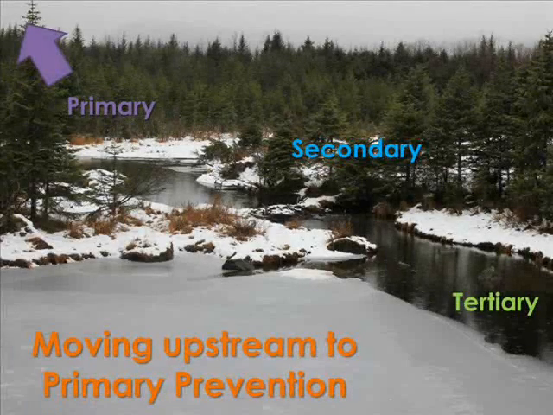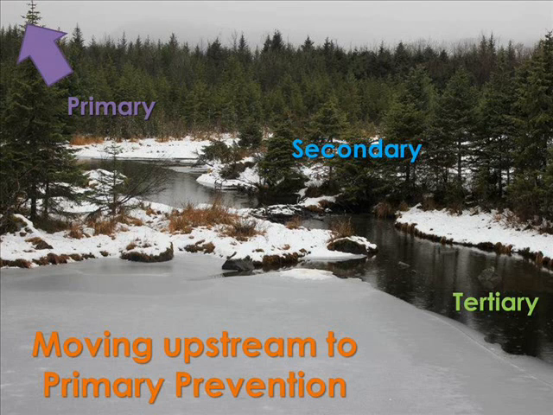We can think of secondary and tertiary prevention as those already in the river. When we think about primary prevention, we want to go upstream and work to understand why these individuals are in the river and how we can assure that they never fall into the river in the first place. We look at the factors, conditions, and systems to address the problem at its source.